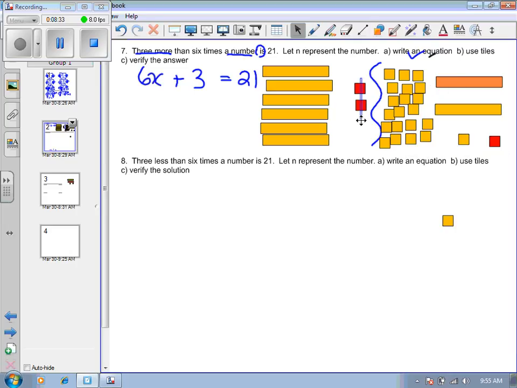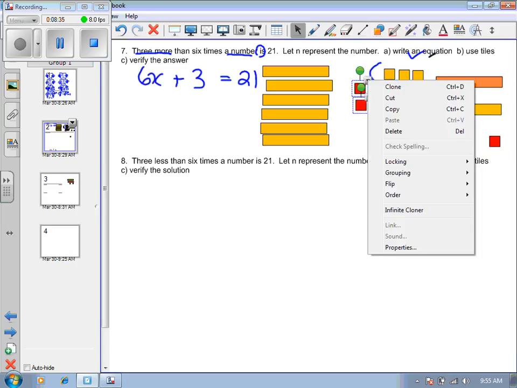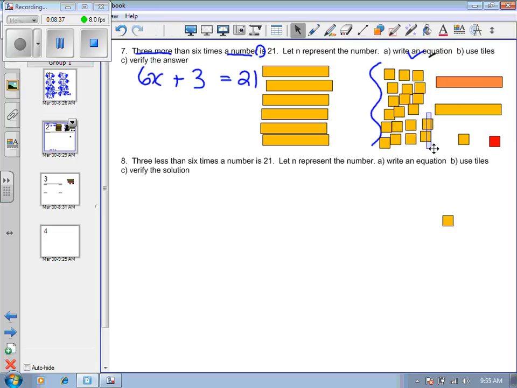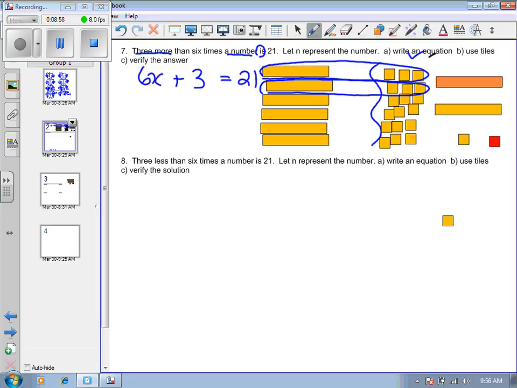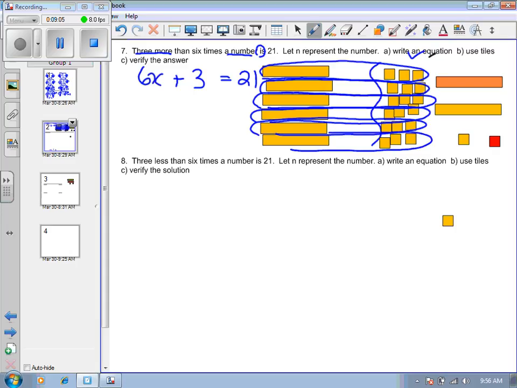Now, whoops, these guys didn't. There. So now we're left with 6n equals 18. Very good. So the next step using tiles is to group them. So there's one group. There's the second group. Third group. Fourth. Fifth. Sixth.